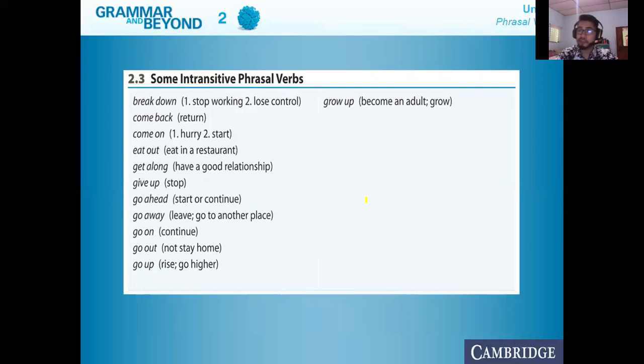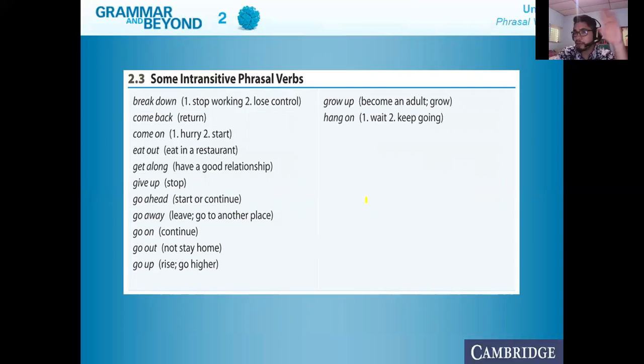Grow up, to become an adult or to grow. Like for example, becoming an adult is part of the natural process of growing, but when you tell somebody grow up, it's like you're telling him mature, stop being so immature. Try to act like an adult, or try to act like a person of your age.